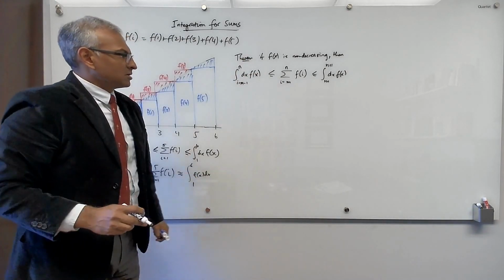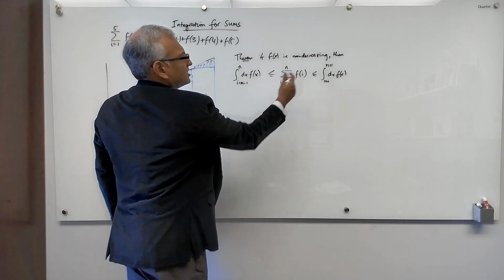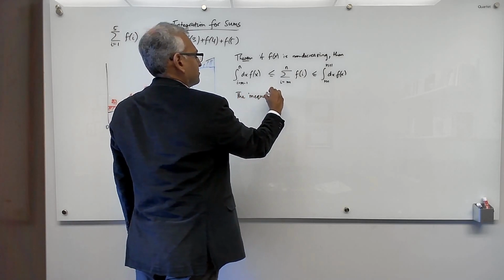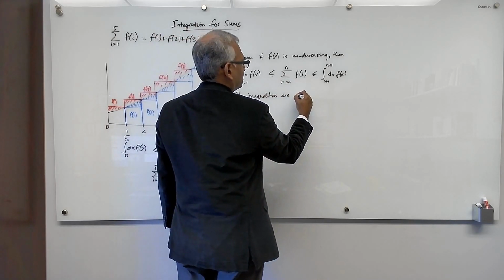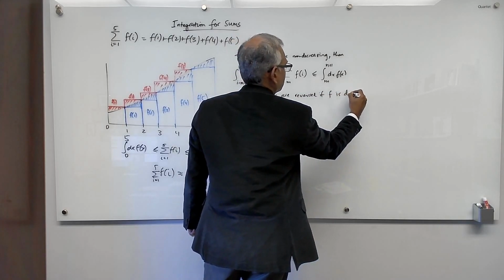What happens if f is, instead of being non-decreasing, non-increasing? If f was decreasing, then you just flip these signs. The inequalities are flipped, or reversed, if f is decreasing.